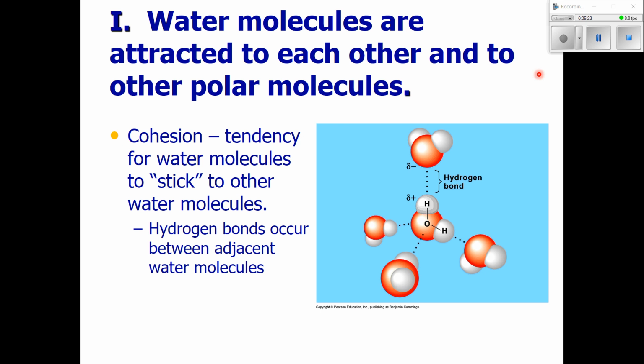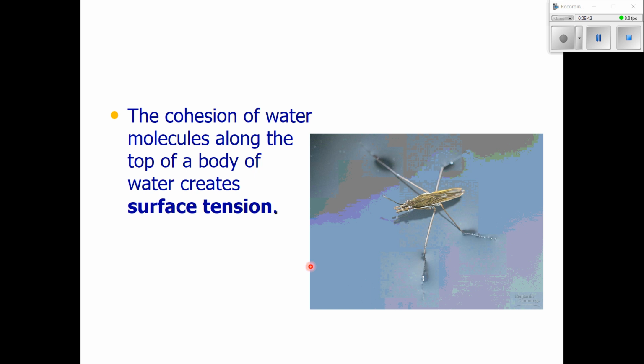Cohesion is the tendency for water molecules to stick or hydrogen bond to other water molecules. So this is water molecules hydrogen bonding with other water molecules. That's cohesion. And cohesion creates a phenomenon known as surface tension. So if we are looking at the surface of a lake or a pond, all the water molecules along the top surface of that lake are attracted to each other.